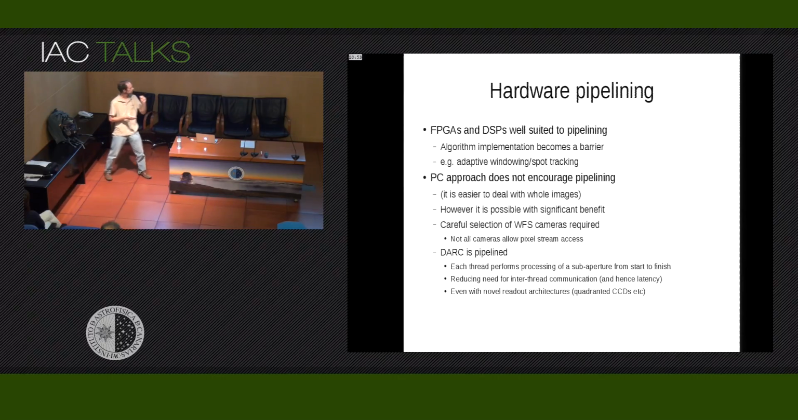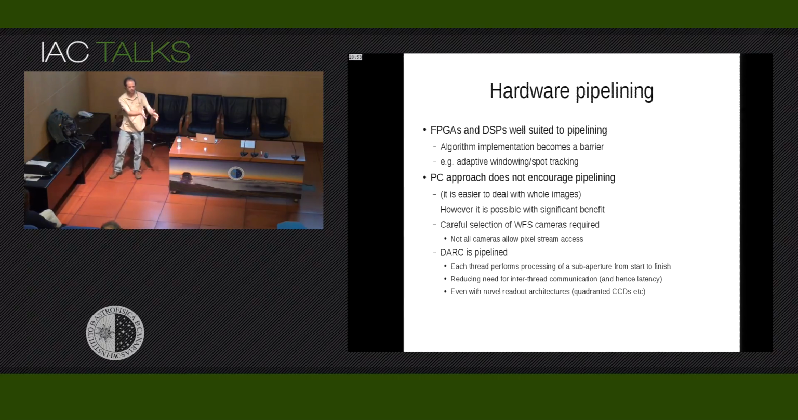It's able to take data as soon as a sub-aperture has arrived. It takes that data and processes it. A single thread then processes all that data. It does the calibration, the slope calculation, and the reconstruction from start to finish, rather than having some threads doing calibration, some doing slope calculation, and some doing reconstruction.